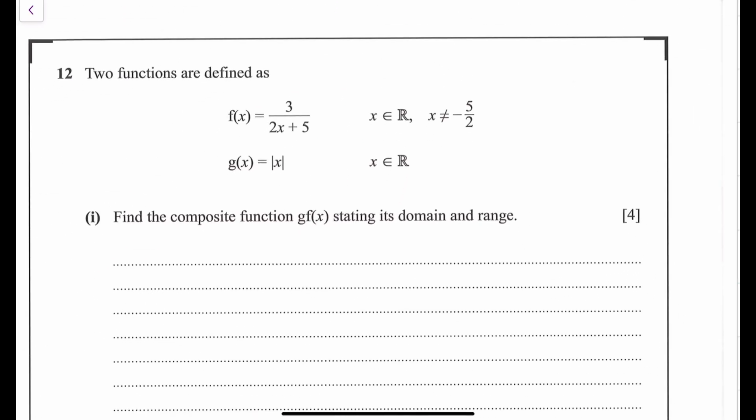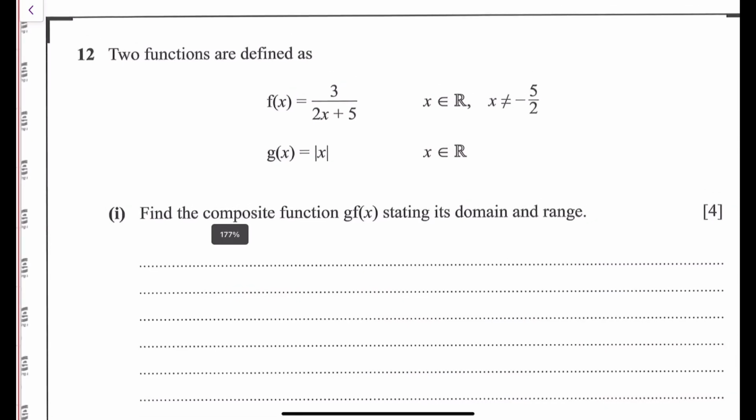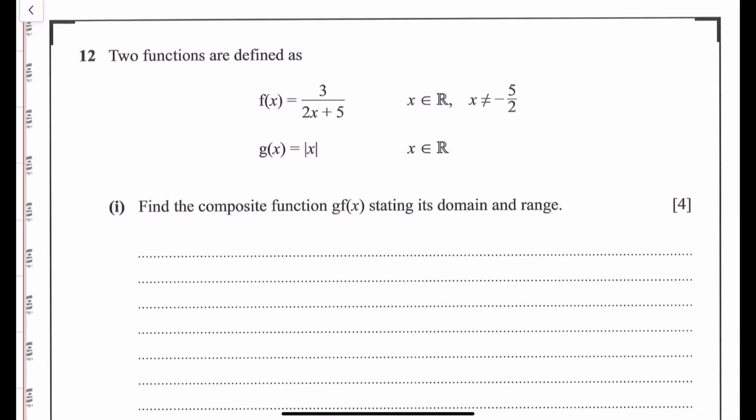Okay, right, two functions are defined as follows. You've got your f of x and your g of x. So it says find a composite function gf stating its domain and range. Okay, right, let's look at this. And gf of x, what this means, first of all, is you do g to your f of x.